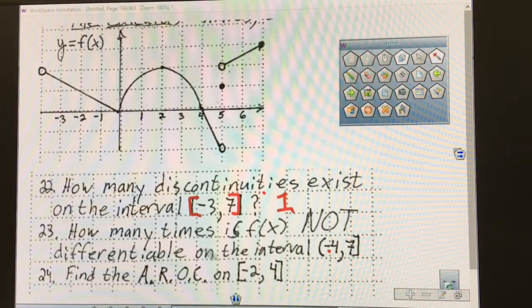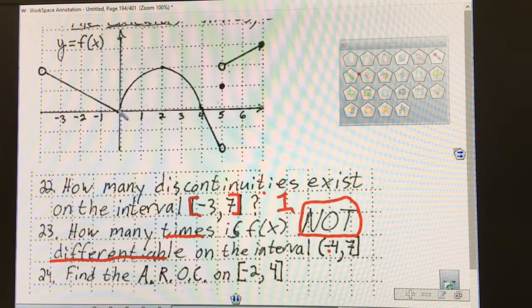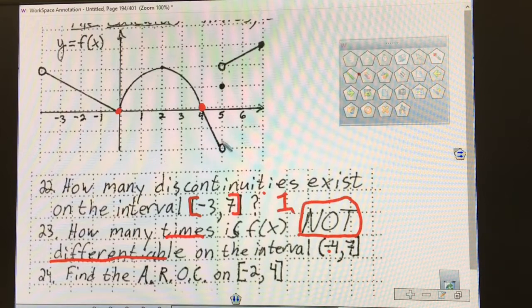Let's see what happens now. How many times is this function not differentiable? That means I have to count cusps, discontinuities, and endpoints. Right now I have an endpoint, it's not differentiable there. I have a cusp, not differentiable there. I have a cusp here, it's hard to see, but that goes from a curve to a straight line. So yes, at x equals 4, there is a cusp.